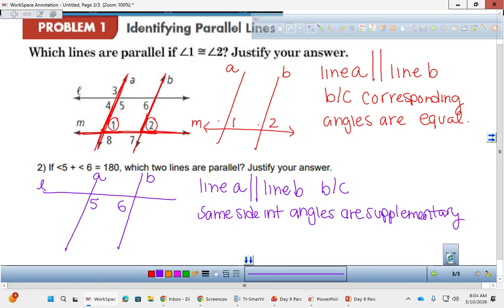Then lines are parallel. So the opposite is true. If same side interior angles are supplementary, then lines are parallel. If lines are parallel, then same side interior angles are supplementary. Both ways work. We're just doing the opposite way today.